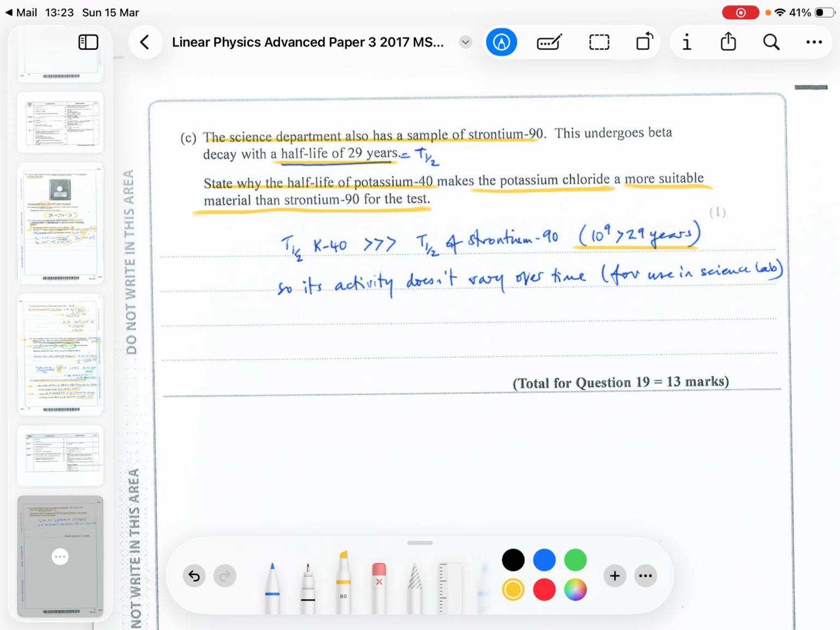In my last school, we had the samples for like 3 decades, and with a half-life of 29 years, the sample was obviously not as active anymore. Potassium-40 has a half-life which is much greater than strontium-90's 29 years. It was 10 to the 9 years, billions of years versus 29 years. So its activity doesn't vary over time, which makes it a more suitable material for the test they were talking about in this question earlier.